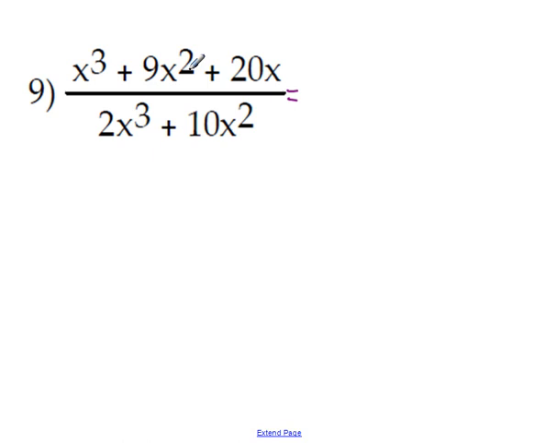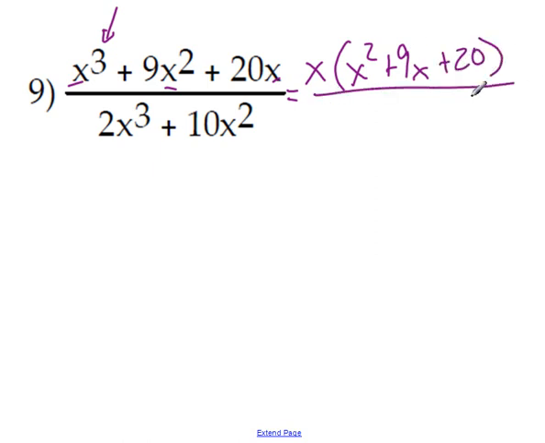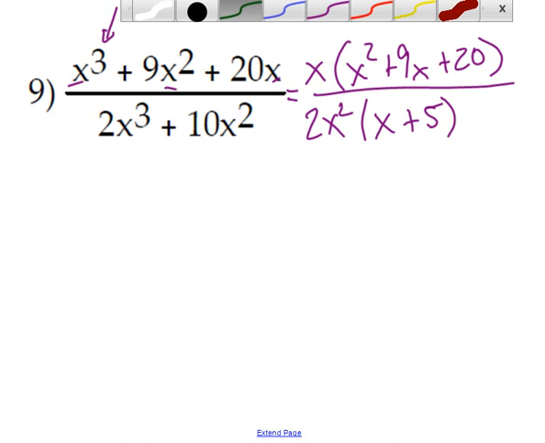First thing first here, I see a cube. That's my first sign to think, hey, can I get rid of that by factoring out? And since everybody's got an x, yes I can. So it's going to be x times x squared plus 9x plus 20. And on the bottom here, I don't just have an x, I've got an x squared I can factor out. And 2 and 10 both have a 2 in common. So this just got me down to x plus 5, and that's awesome. Really nice to deal with.